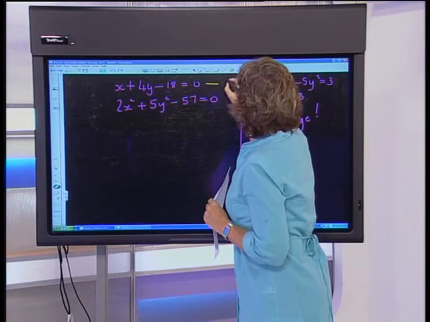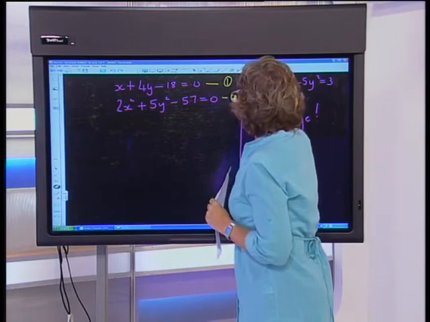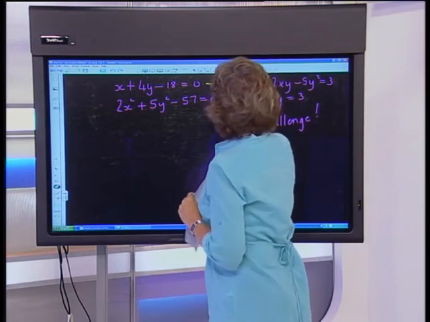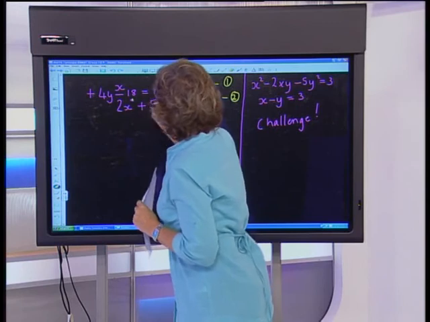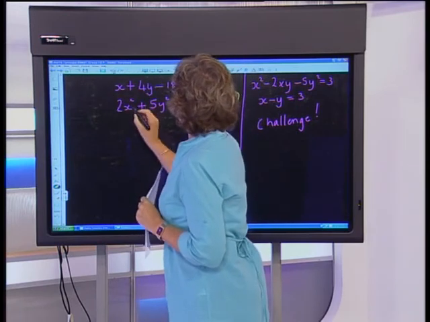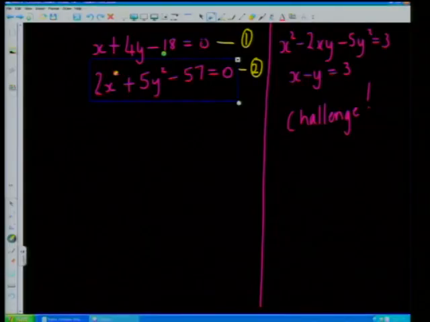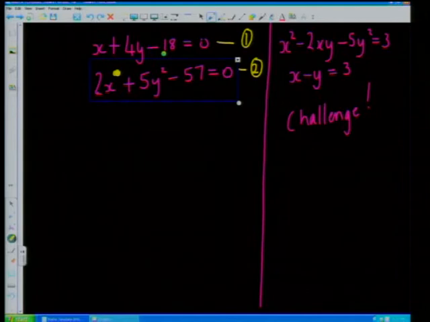So here we have our first equation, and here we have our second equation. I just very quickly want to make it clear that when I wrote that down, there were blips. This squared is not meant to be there. It's just meant to be 2x plus 5y squared minus 57 is 0. Okay, so now you've got the picture.